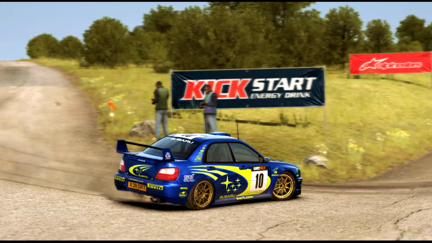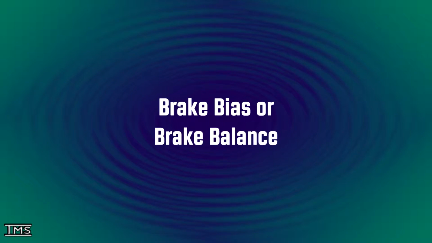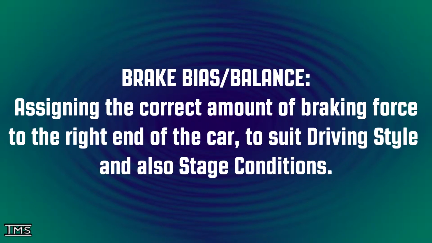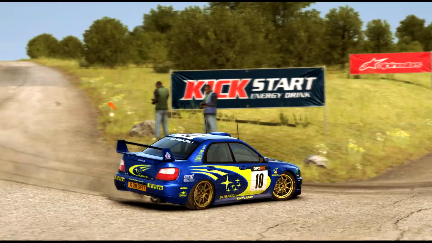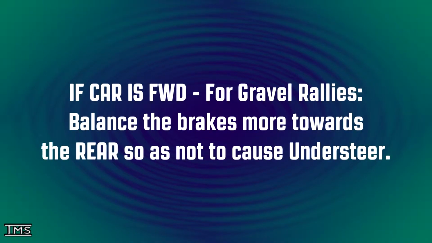Another aspect of setting up brakes correctly concerns brake bias or brake balance. For the untrained, what this basically means is which end of the car needs more braking force, and it is critical to a good setup on any surface. There is, however, one exception to this, which is if your car is front-wheel drive and your brake bias is set too far forward on gravel, this can produce too much understeer and prevent you being able to turn in as much as would be necessary.